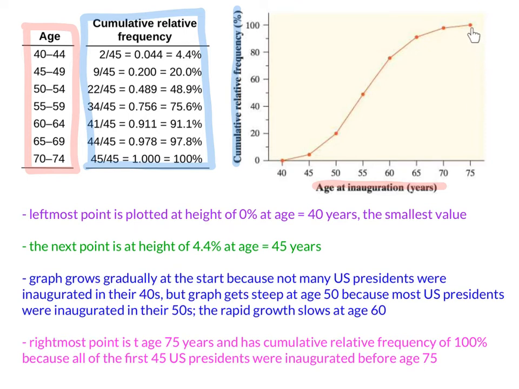And the rightmost point over here is going to add up to 100%. That's because as of recording, the first 45 US presidents, none of them were older than 75 when they first took office. And that means, again, that 100% of our United States presidents, at least the first 45, were inaugurated before the age of 75. That's what that means.